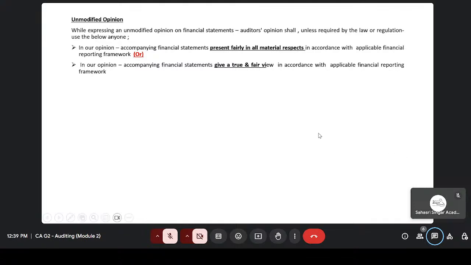So when you are expressing an unmodified opinion, you have to use either of these two statements only. For example, I'll read this. In our opinion, the accompanying financial statements, the report which has been enclosed to the auditor's report, present fairly in all material respects in accordance with the applicable financial reporting framework. This is one way of expressing your opinion.